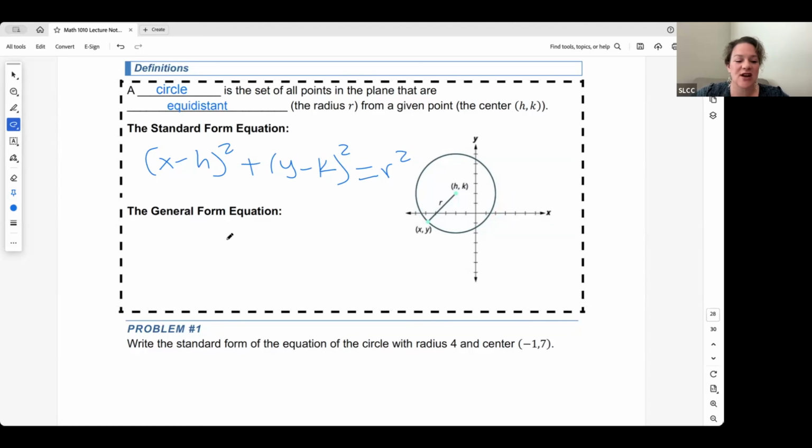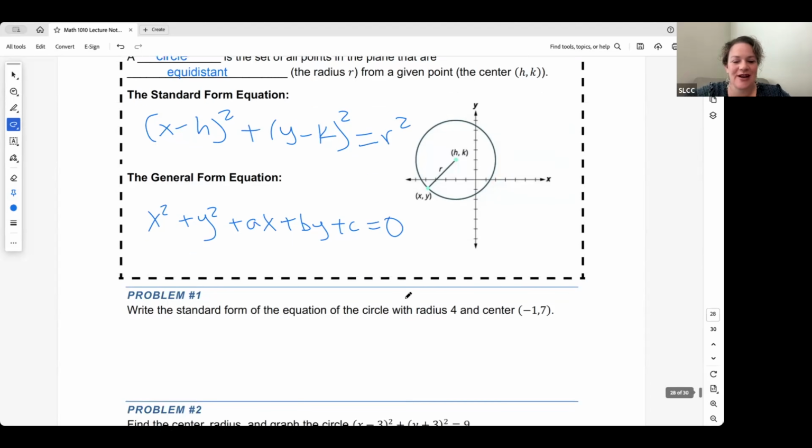And then we have the general form. So we'll just have x squared plus y squared plus ax plus by plus c equals 0. So you have the x squared term and the x term, the y squared term and the y term, and then c, the constant. And you have all of that in descending order, and then it's set equal to 0. Okay, how can we use these two forms to figure out whatever the questions are asking us?